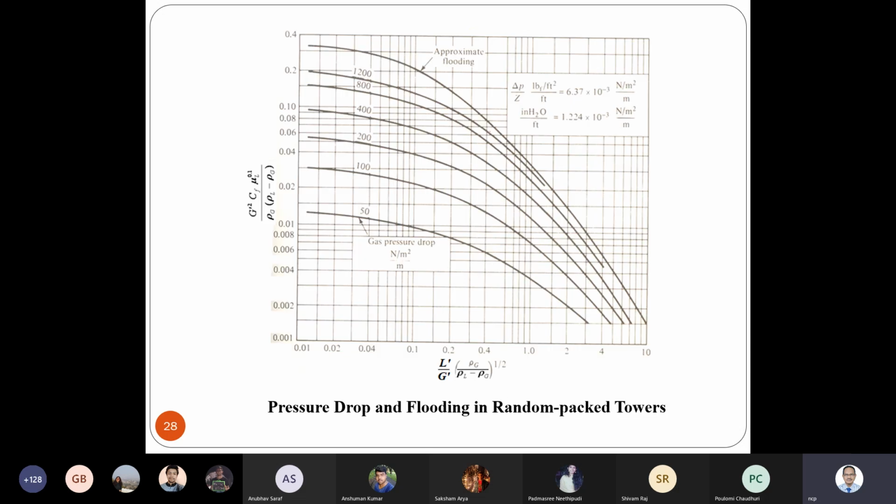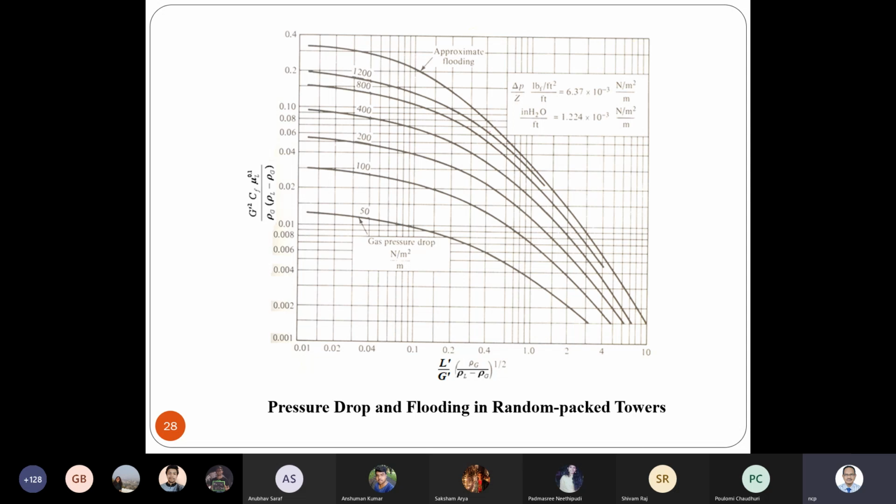Yeah, this is actually the flooding characteristics plot for random packings, or these randomly packed towers. So basically, this plot guides us in the design to determine the tower diameter, right? On the consideration of this flooding velocity, right?